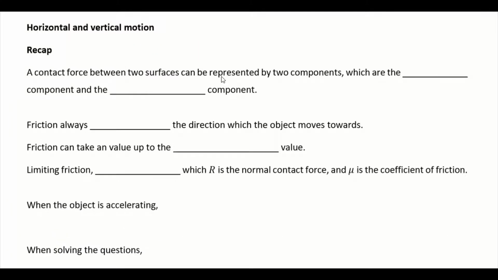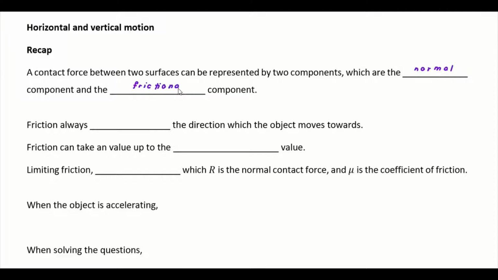A quick recap on friction. We know that a contact force between two surfaces can always be represented by two components. The first one is the normal component, which we looked at in the previous lesson as well: the normal reaction force, the force that acts on the object from the surface. The second part is the frictional component.